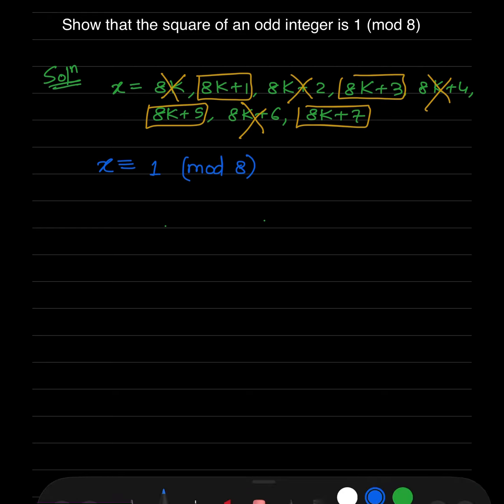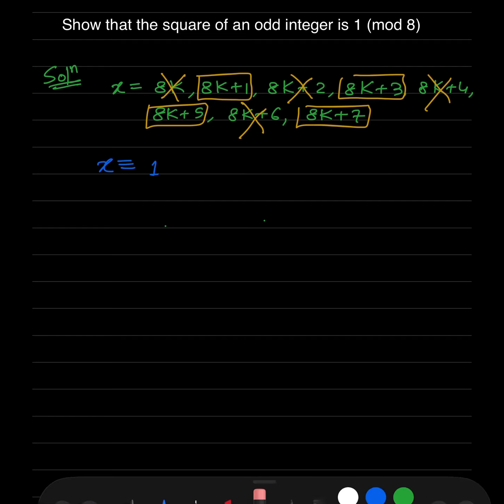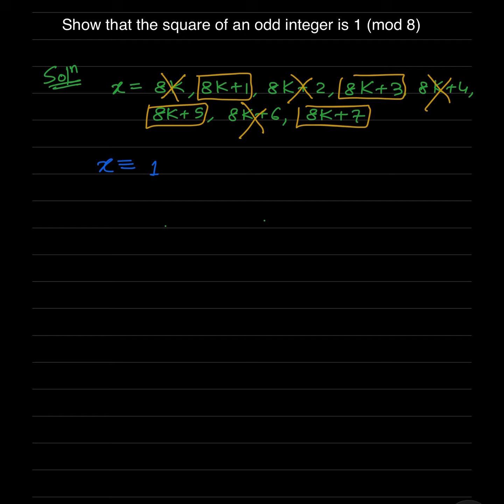So it's 1 mod 8. So what will this be? This will be 3 mod 8. So basically, from here it is 1, from here it is 3. Right? This will be 5 mod 8 because the remainder is 5. And this will be 7 mod 8 because the remainder is 7.